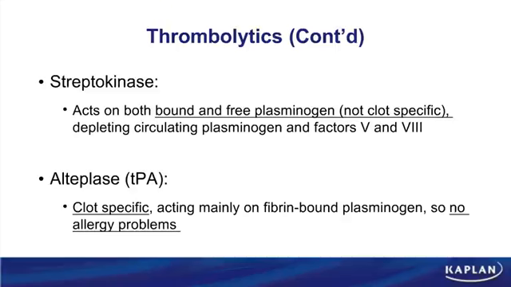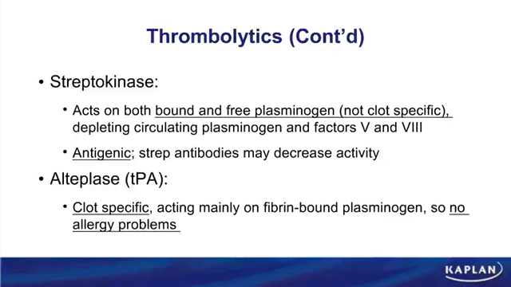The second difference here is that streptokinase comes from a bacterial protein. It's antigenic, whereas alteplase is naturally occurring, so there's no allergy problems. So between the two, it's a pretty obvious choice for going with alteplase. It's a very, very popular thrombolytic drug.